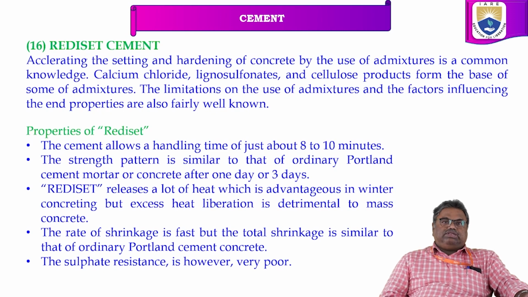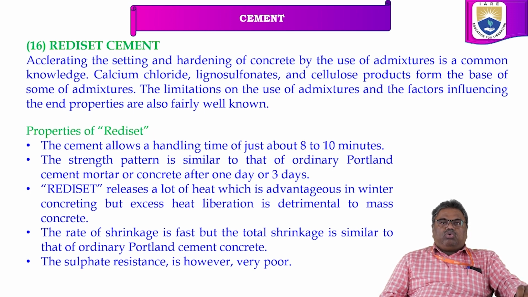The name itself says it: ready set cement. So after 8 to 10 minutes, whatever is in the form is going to set. The strength pattern is similar to that of ordinary Portland cement mortar or concrete after 1 or 3 days. Only thing is, it is going to set within 8 to 10 minutes. That is the only difference between ordinary Portland cement and ready set cement.